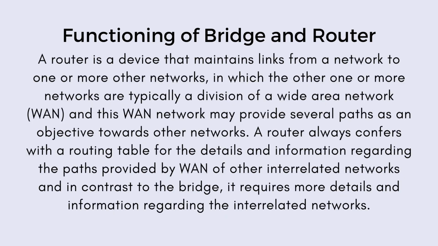A router is a device that maintains links from a network to one or more other networks, in which the other networks are typically a division of a wide area network (WAN). And this WAN may provide several paths towards other networks. A router always consults a routing table for the details and information regarding the paths provided by other interrelated networks. And in contrast to the bridge, it requires more details and information regarding the interrelated networks.